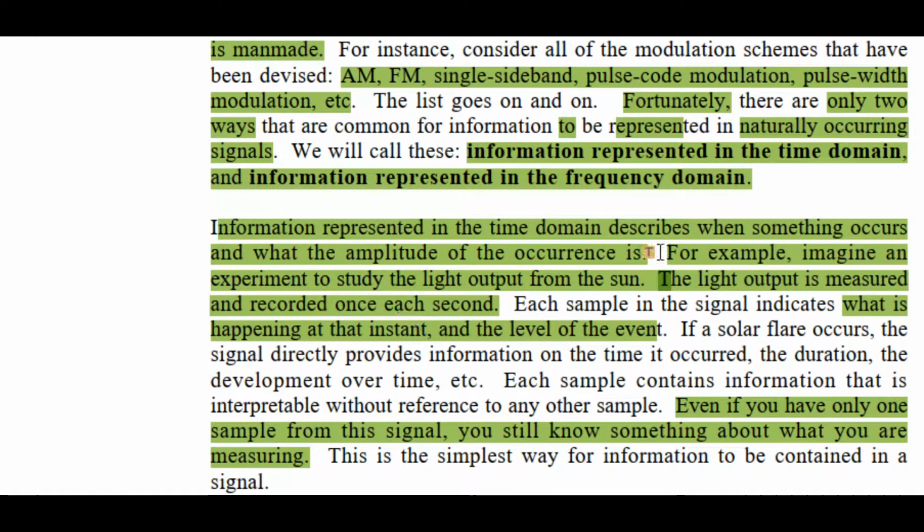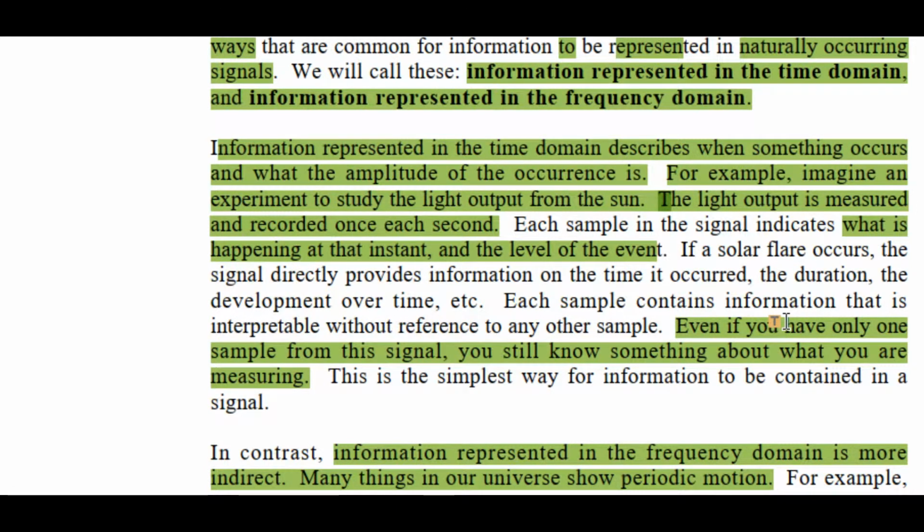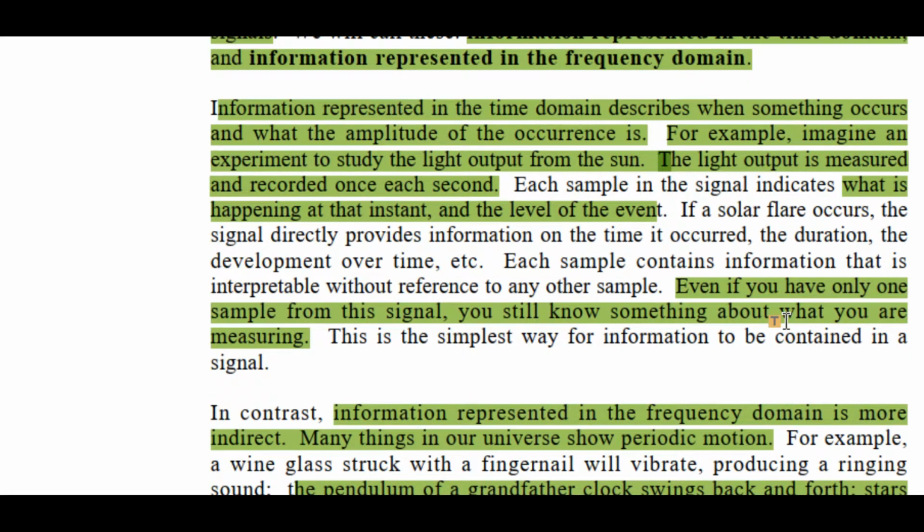So how do we present information in the time domain? It tells when something occurs and at what amplitude. Suppose I imagine an experiment to study the light output from the sun. The light output is measured and recorded once in each second. Each sample in the signal shows what is happening at what instant and at what level. If a solar flare occurs, the signal directly provides information on the time it occurs, its duration, and its development over time. Each sample contains information that is interpretable without reference to any other sample. Even if you have only one sample from this signal, you will still know something about what occurred.